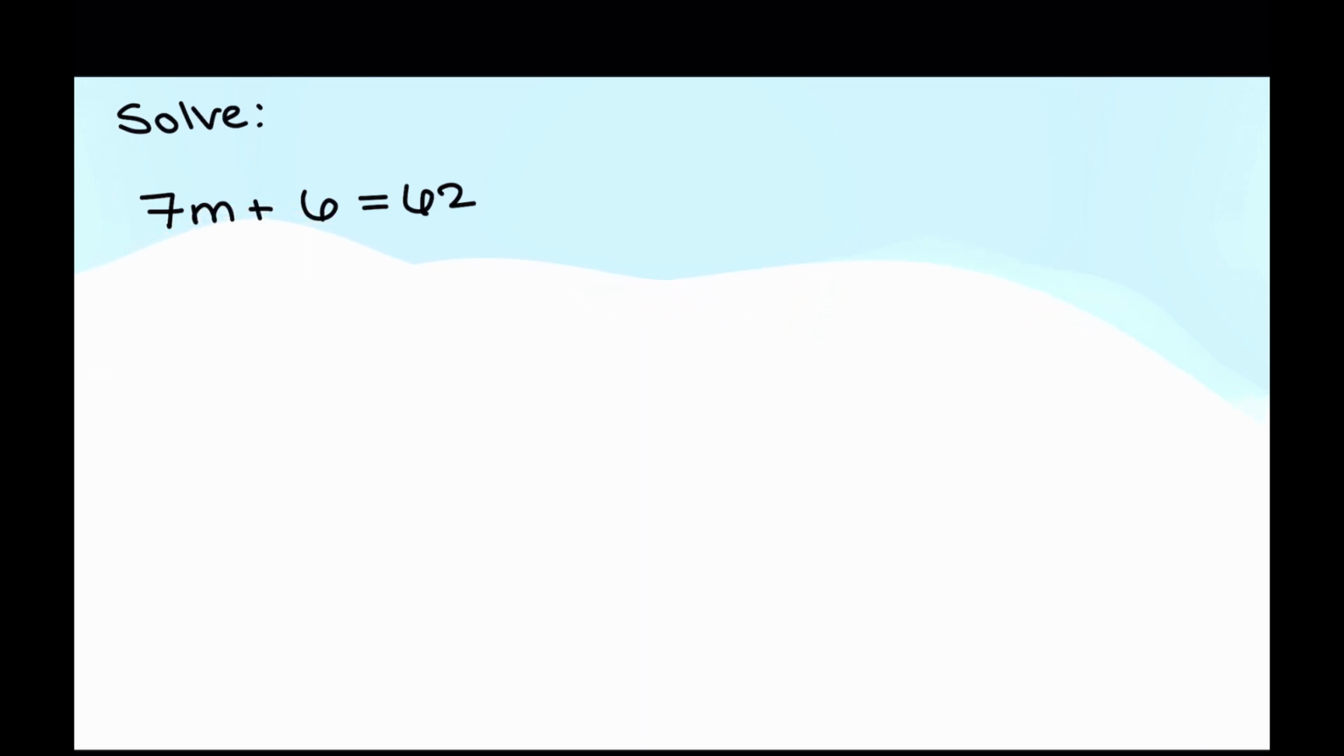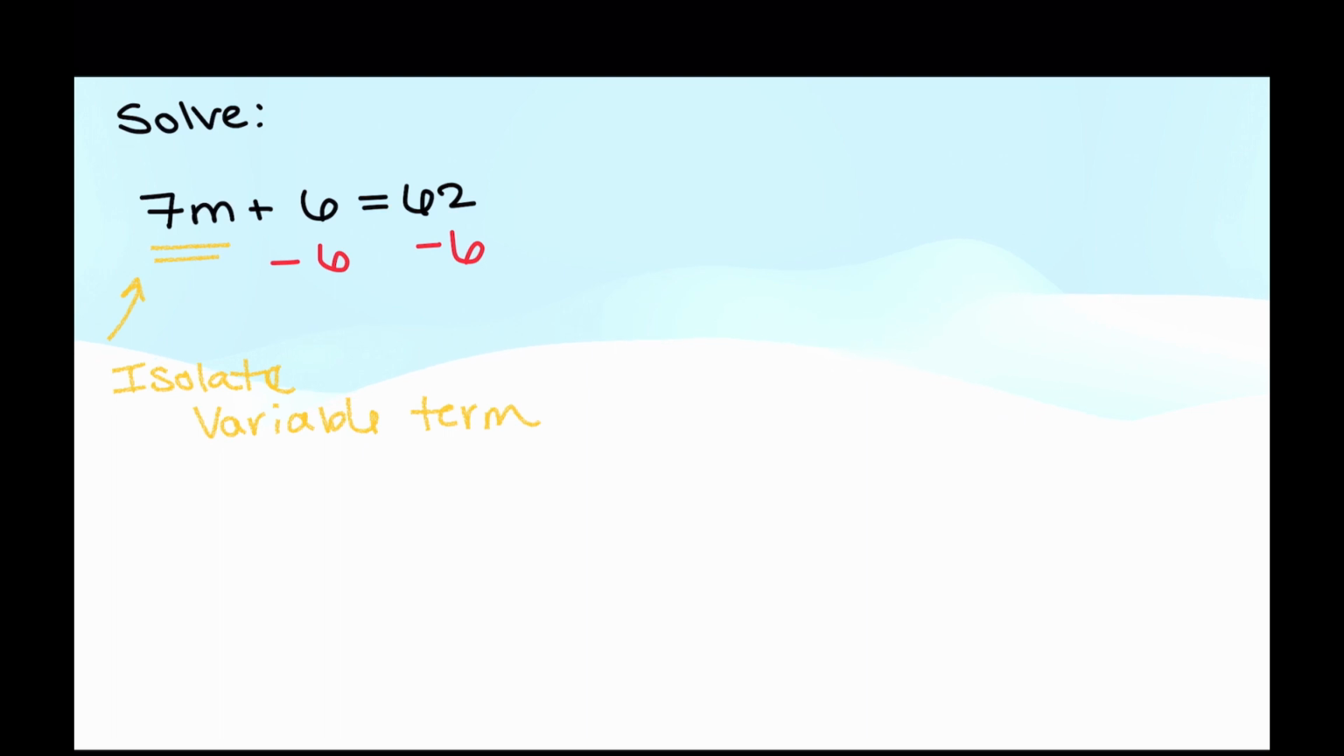So here's an example. We are going to solve 7m plus 6 equals 62. So step one is simplify each side. There is no simplification to do. 7m plus 6, those are not like terms. We can't combine them. Step two, we want to isolate the variable term. That means we want this 7m to be by itself on one side of the equation. Or in other words, we have to get rid of the plus 6.